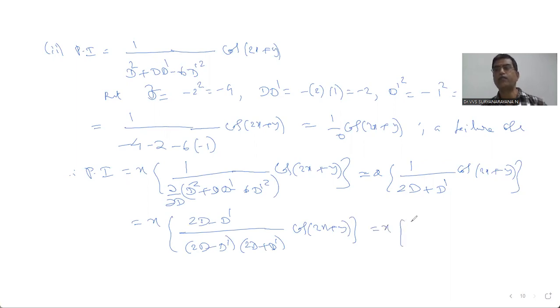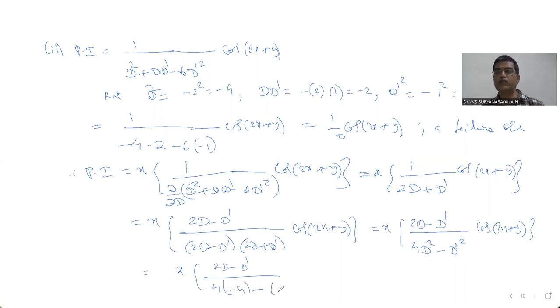So x into (2D minus D dash) by (a plus b) into (a square minus b square), so 4D square minus D dash square to be operated on cos(2x plus y). Now again, as per procedure, we replace D square with minus of 2 square, minus 4, and D dash square with minus of 1. So we get x into (2D minus D dash) of 4 into, in place of D square, minus 4, minus of a square, and in place of D dash square, we'll get minus 1, to be operated on cos(2x plus y).